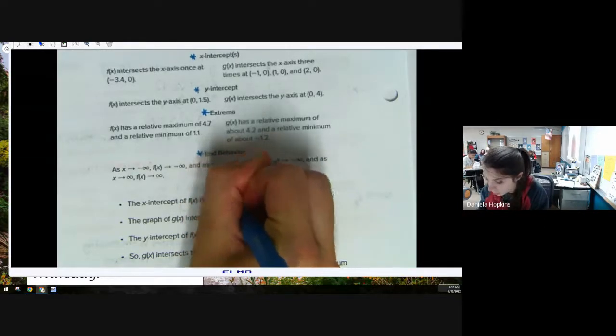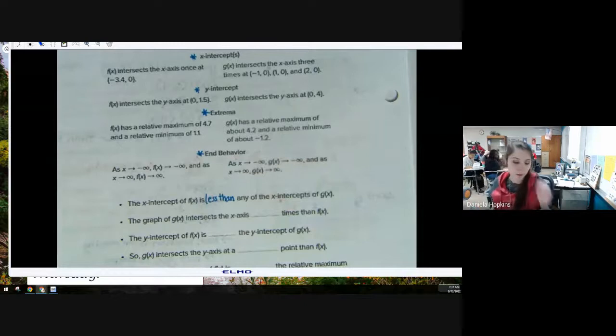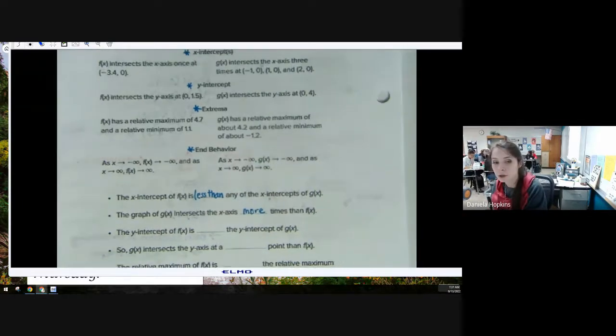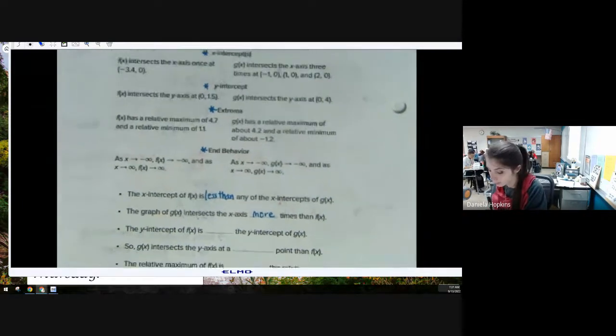I literally just grabbed a screenshot, so the book writes small. I kind of answered the next bullet. The graph of g of x intersects the axis more times than f of x, right? It has 3 intercepts, whereas f of x only has the 1 x-intercept.